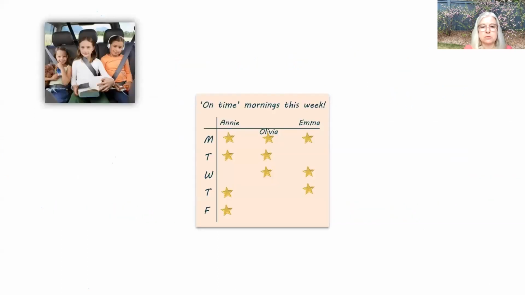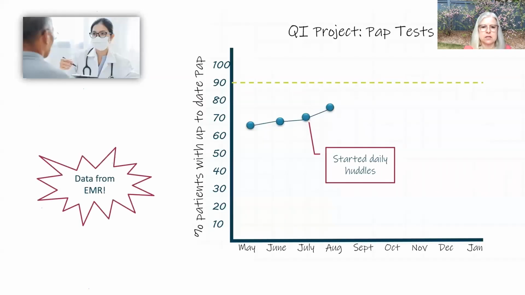Measurement can be really simple and straightforward. For the example of getting these 3 girls to school, maybe you use just a sticker chart and do it by hand. Or on the next slide, there's an example of using a graph, and there are lots of graphing programs. A lot of EMRs can graph. And often you can annotate your graphs too, so that if you do implement a change, you can make a note of it, and then you can measure after and see how it improved.